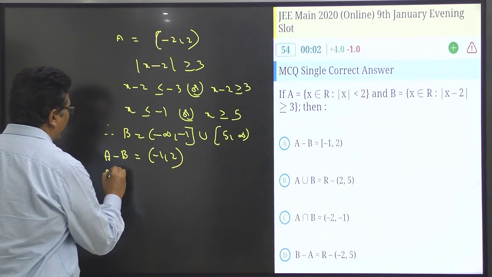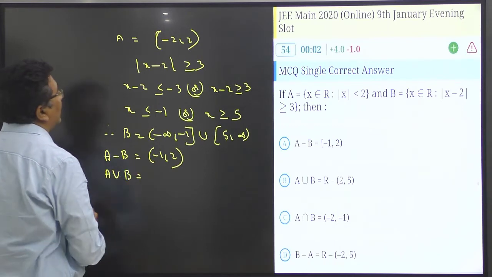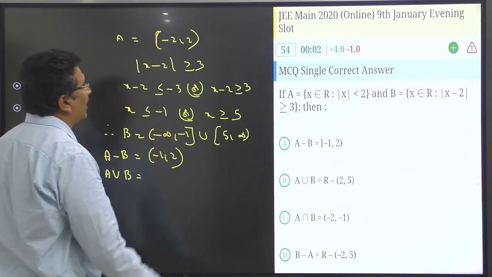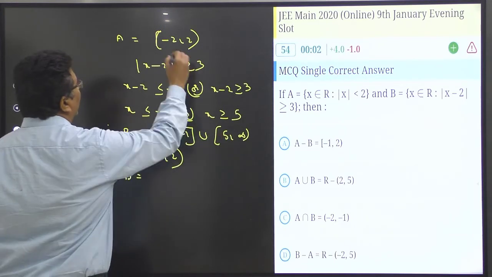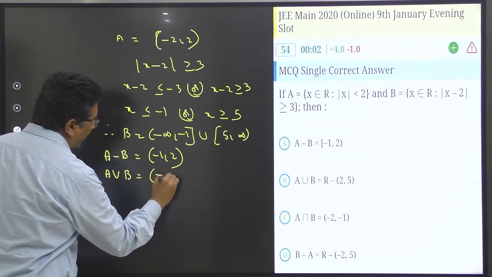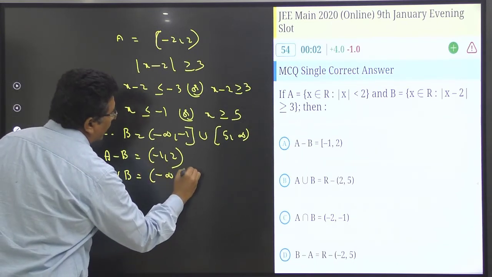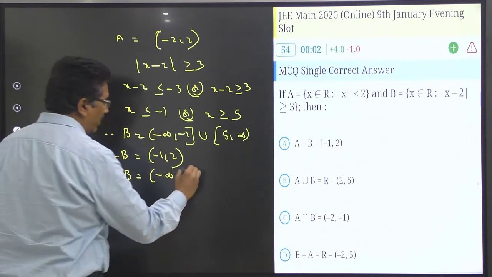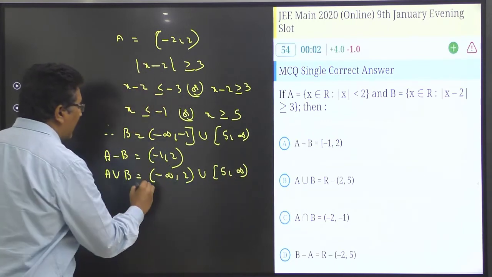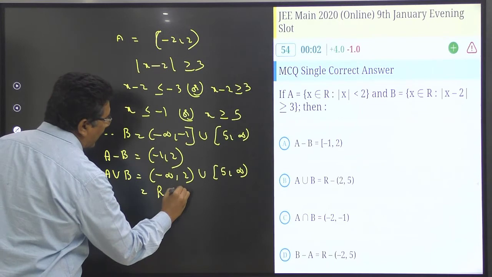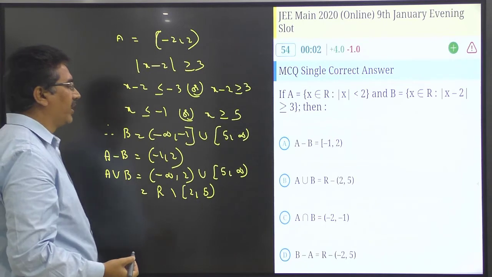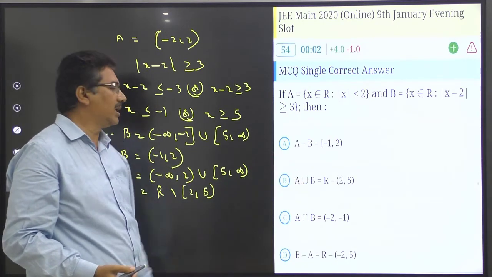What is A union B? A is (-infinity, -1] union [5, infinity). This is B and this is A. A union B is equal to (-infinity, 2) union [5, infinity). This also can be expressed as R minus [2, 5). So now, B is not the answer.